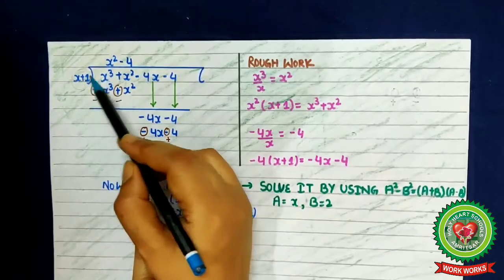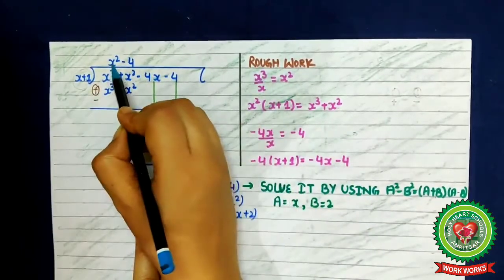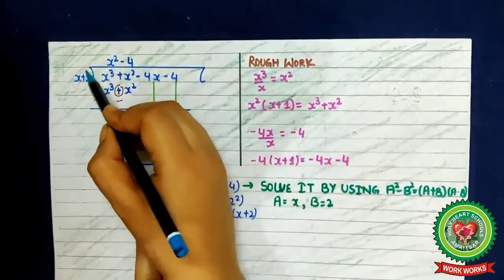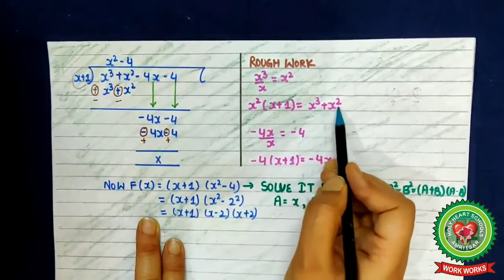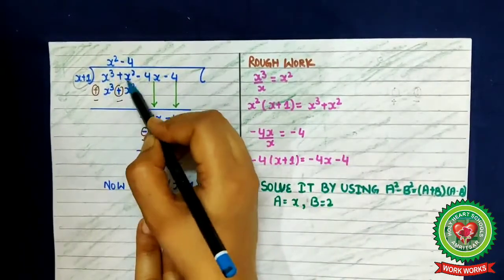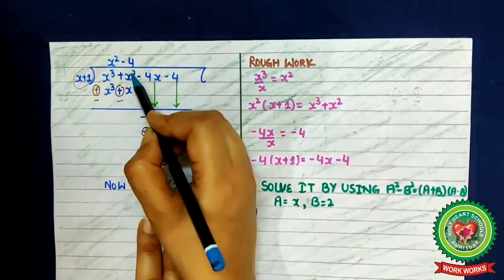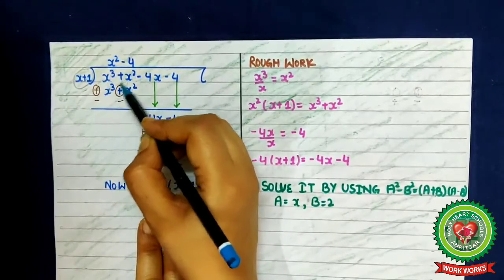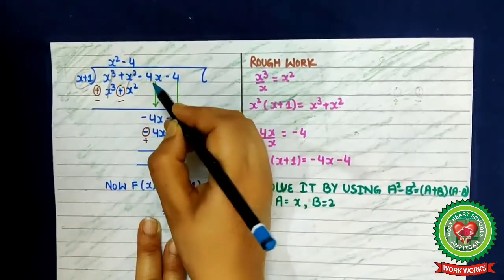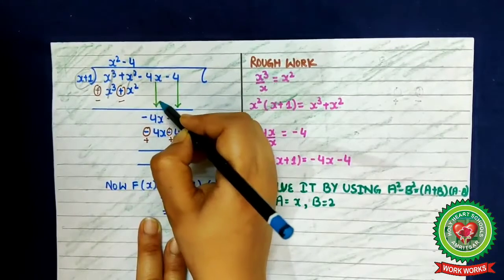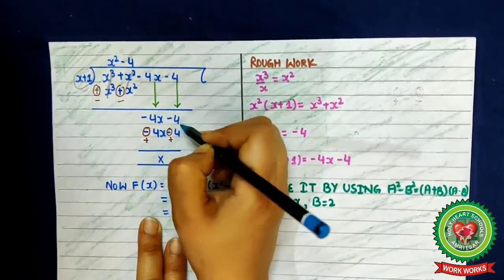Step number 1, divide the first terms, which will give me x square. This is the quotient. This x square will be multiplied with this x plus 1, which will give me x cube plus x square. This we will write here. As you can see, these both have opposite signs and the coefficients are also the same, that is 1 and 1. So this will cut, this will also get cut. Now we will carry this minus 4x down. Also we will bring this minus 4 down.